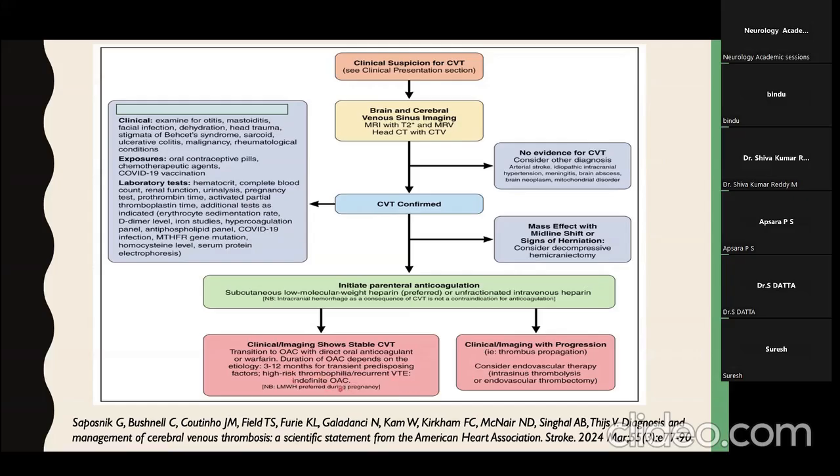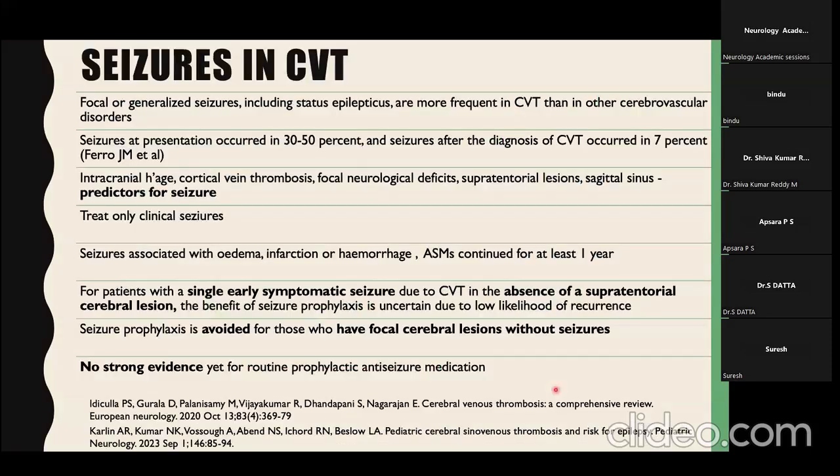Such patients need indefinite oral anticoagulation. Low molecular weight heparin is preferred in pregnancy. If there is progression on imaging or thrombus propagation, we can consider endovascular therapy, endovascular thrombectomy, with or without intrasinus thrombolysis.